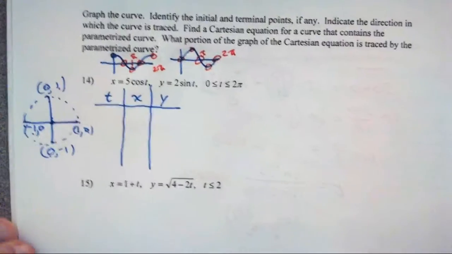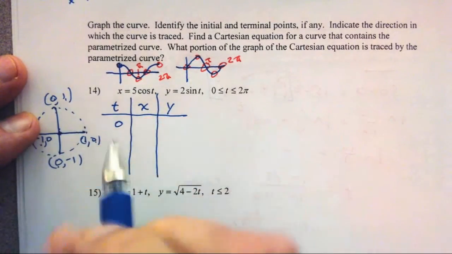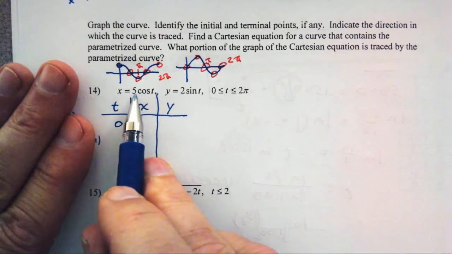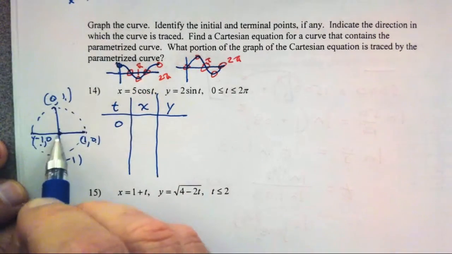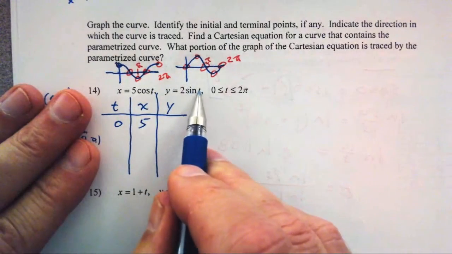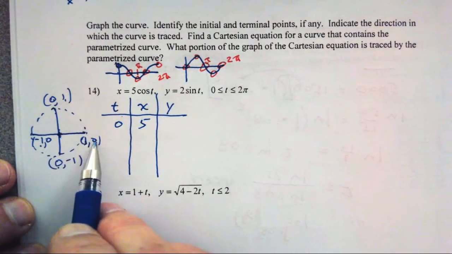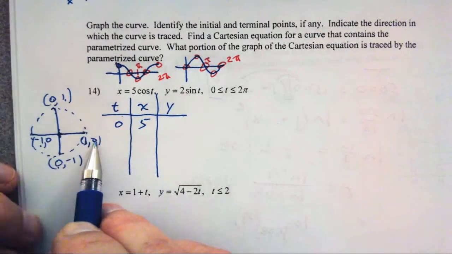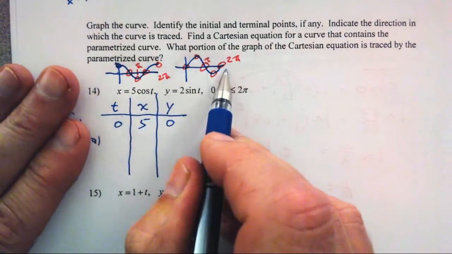So values of t. If I choose 0 for t, I get 5 for x. I get 5 times cosine of 0. Cosine of 0 is 1. 5 times 1, 5. 2 times sine of 0. Sine of 0 is 0, or the y value 0. Either way, 0 times 2, 0. I'm going to continue to just work off the graphs.